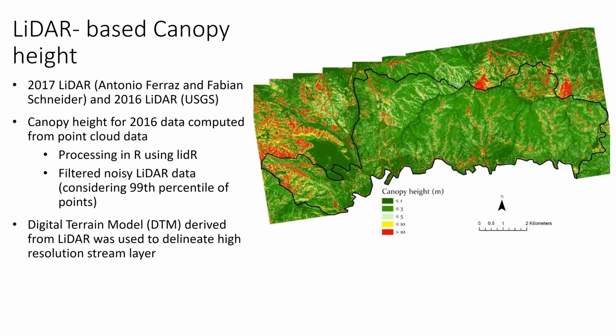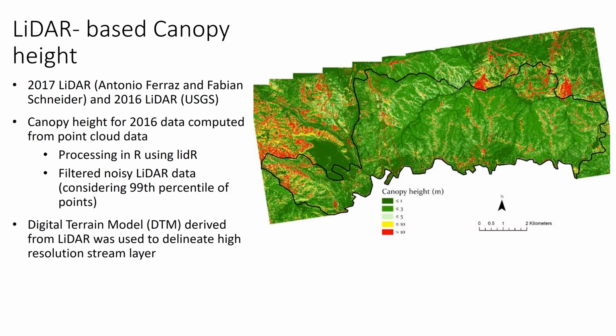So in addition to these two data sets, we also used LIDAR-based canopy height. So we used LIDAR data from 2017 and 2016 for this analysis. The 2017 LIDAR was processed by my colleagues Antonio Ferraz and Fabian Schneider. And I processed 2016 LIDAR using data from USGS. So I downloaded the point cloud data and processed this in R to come up with the canopy heights.